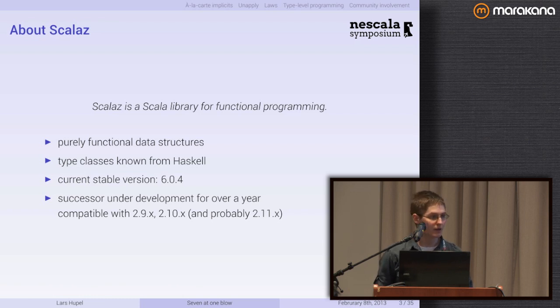The current stable version is 6.0.4, and the successor has been under development for over a year now. It's compatible with Scala 2.9 and 2.10, so if you're still stuck with 2.8 or even 2.7, you're out of luck, you have to use something older. But if you're starting a project now, I'm going to argue that you should be using Scalaz 7, and it should all work out pretty well.